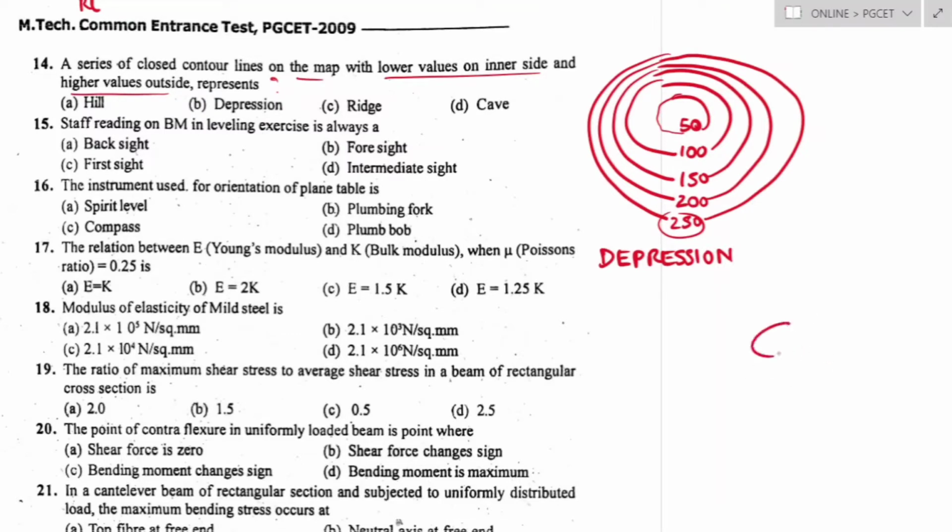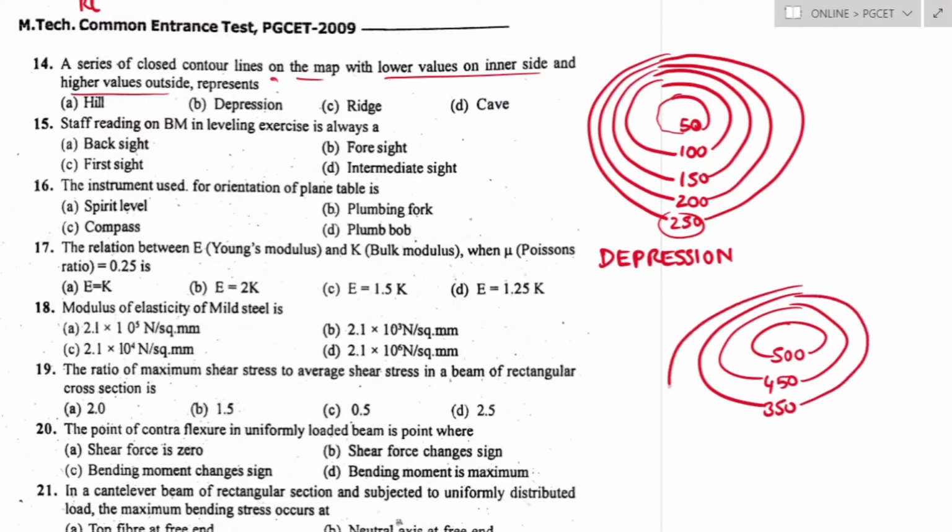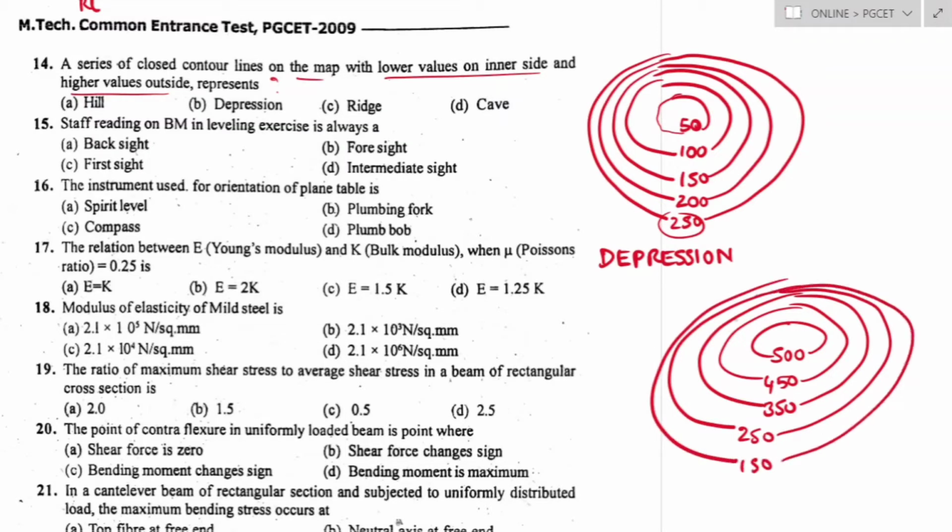And suppose in a contour map, if the higher value is on the inner side and lower value is on the outer side, this type of contour represents hill or mountains. In the given question, they are asking for lower values on inner side and higher values on outer side. So, this type of contour represents depressions. Option B is the right answer.